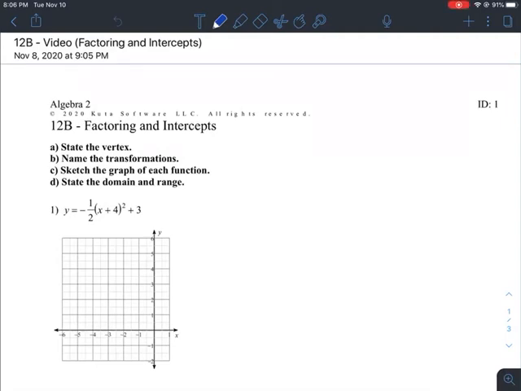All right, so for the second half of the week, it's going to be very similar to the first half of the week. The only difference is we are factoring. So just to make sure that we still remember this stuff from before, I'm going to go over a vertex form parabola and a standard form parabola before we move into factored form.